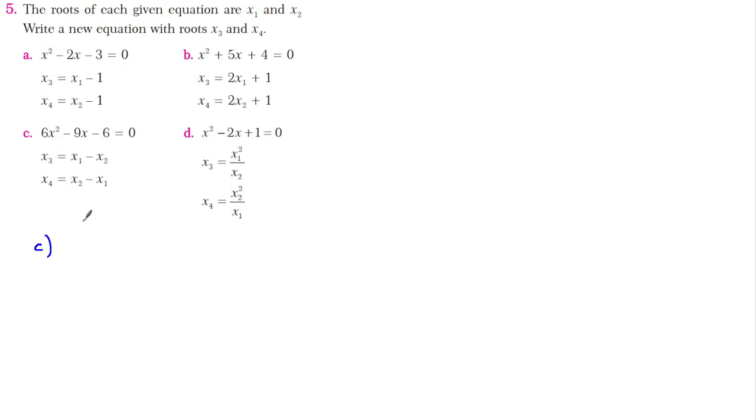So again, we can divide the equation by 3 just to make the numbers smaller and easier to work with. So the equation can be written like this after you divide: 2x squared minus 3x minus 2.